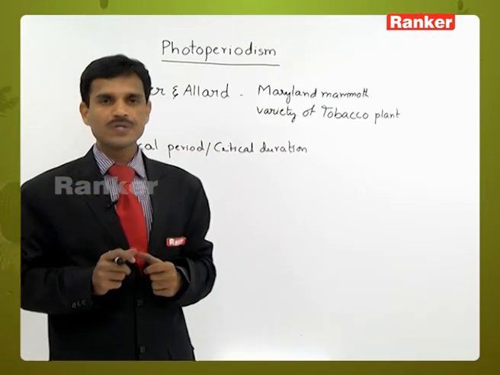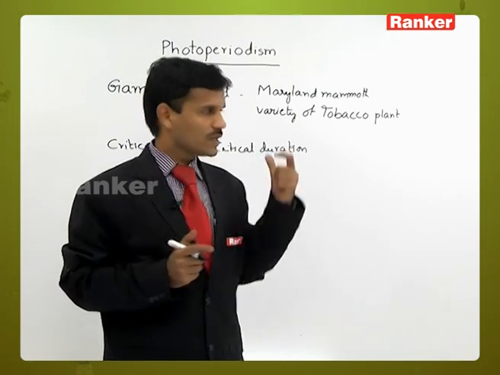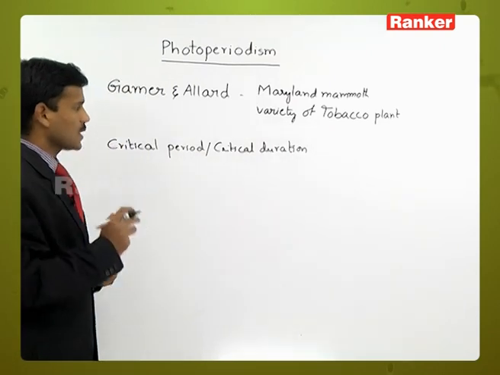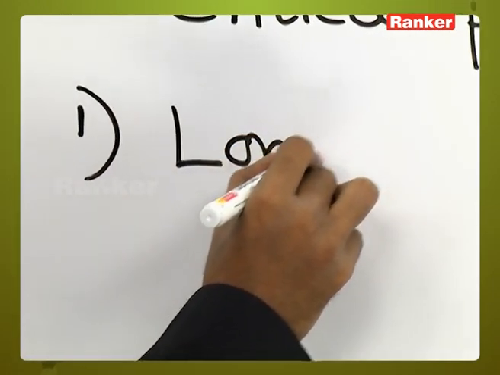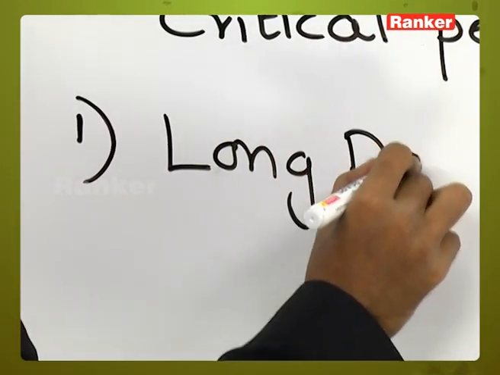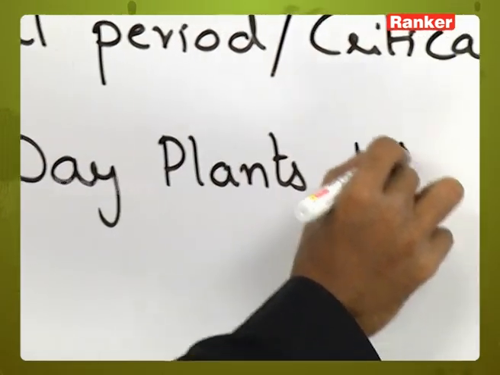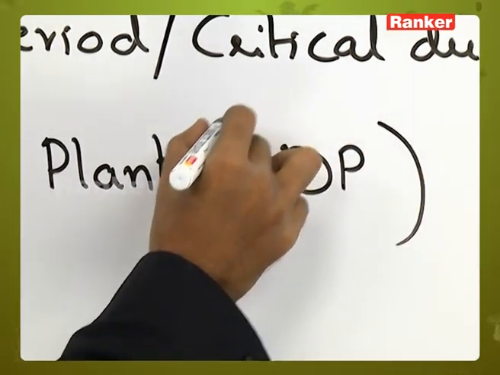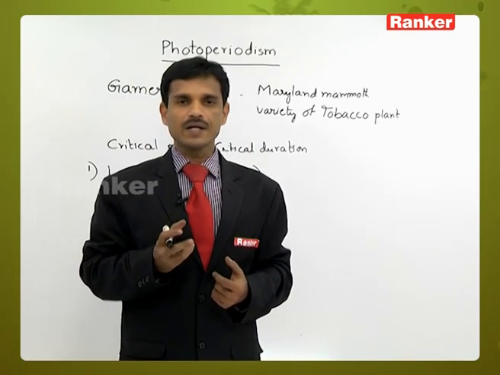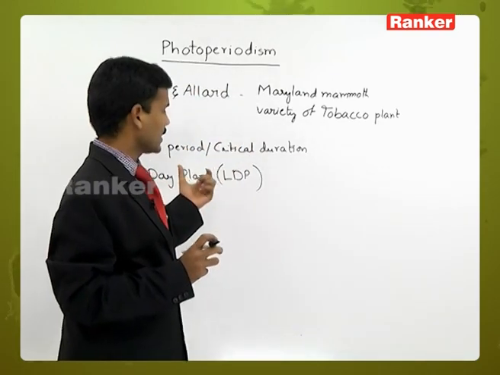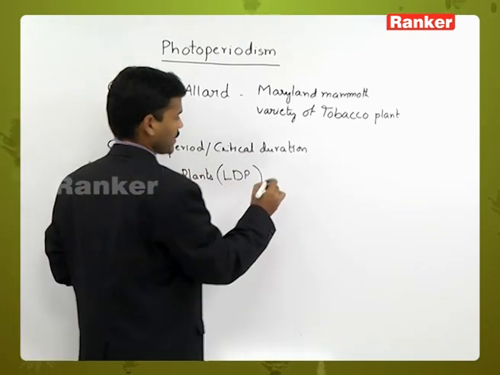Based on the requirement of day period, the plants are classified into three types. The first one is long day plants. Long day plants require more light period than the critical duration, more than the critical period. So they require a long light period.